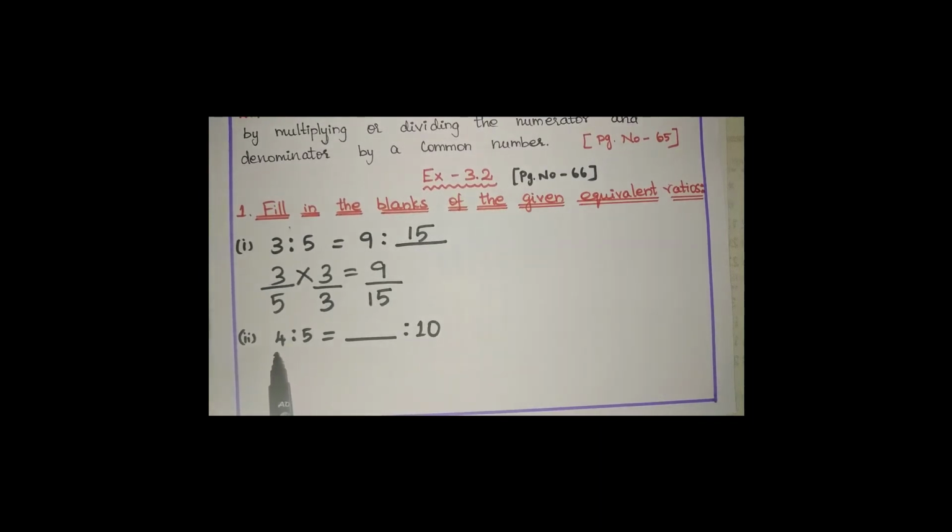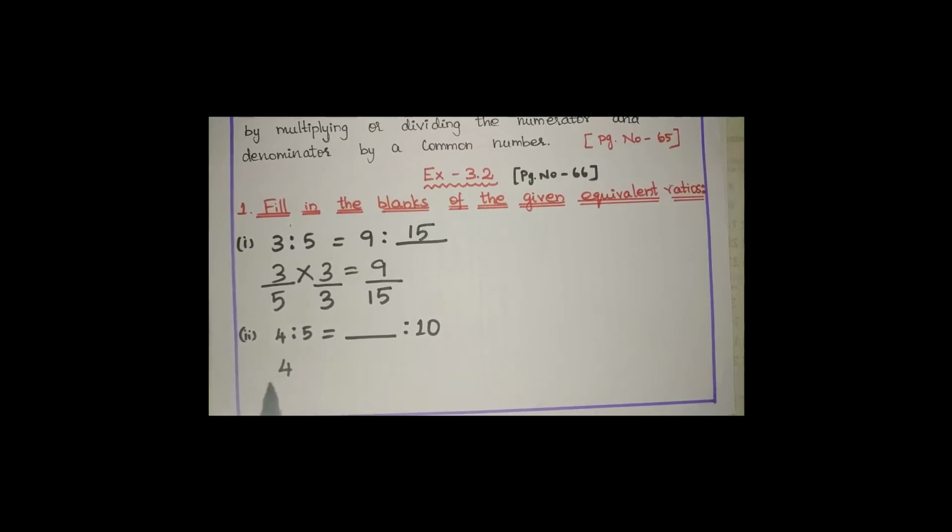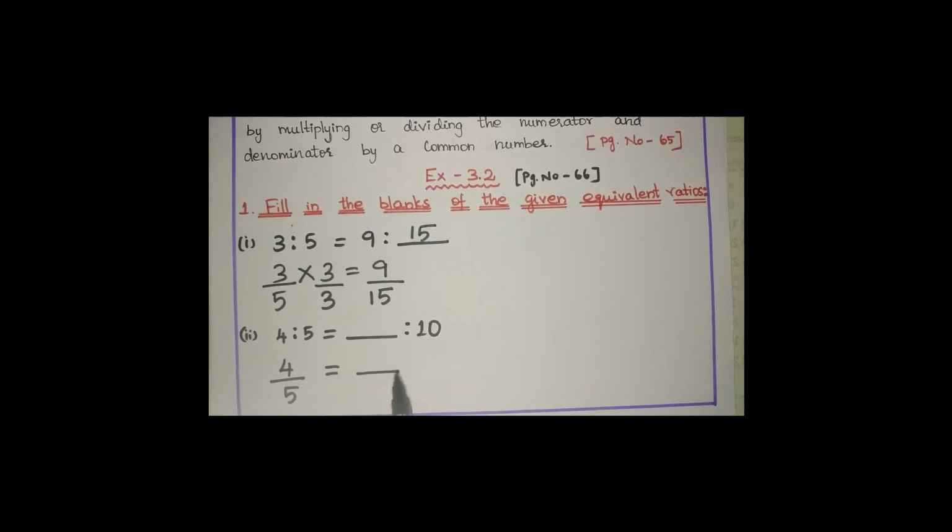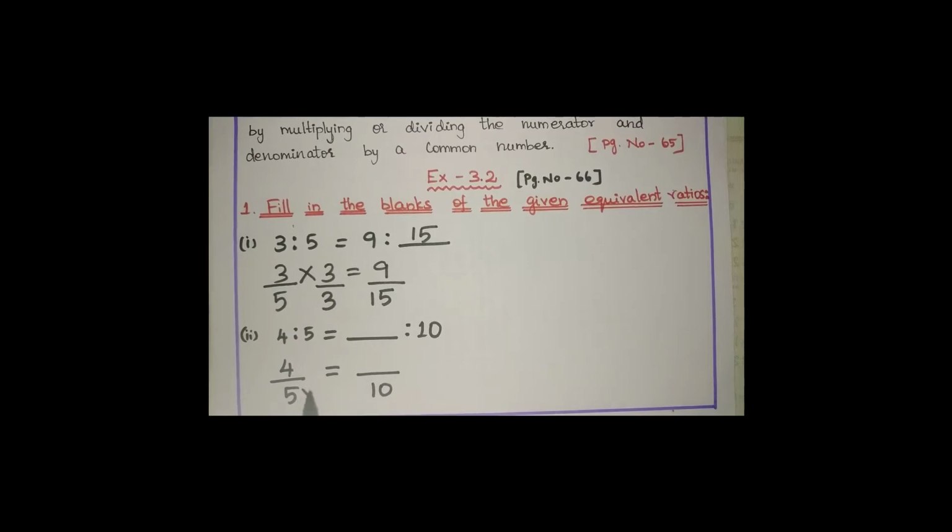What is the problem? 4 is to 5 equal to blank is to 10. So these two ratios are equivalent ratios. Equivalent ratios can be obtained by multiplying numerator and denominator by a common number. So 4 by 5 is equal to blank by 10. How many 5s are 10? Yes, very good. 5 2s are 10. So you have to multiply numerator by 2. So 4 2s are 8. Very good. So what is the answer? Yes, 8.